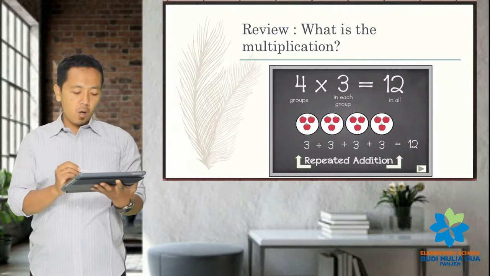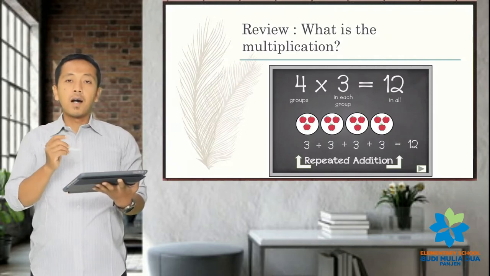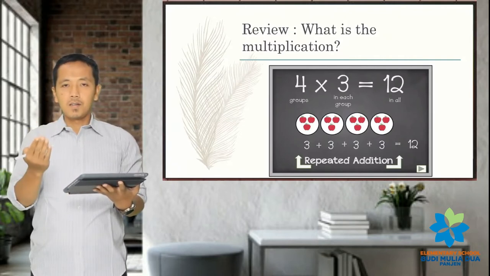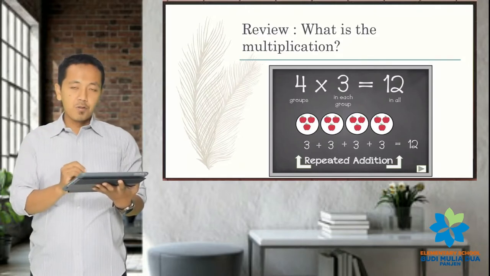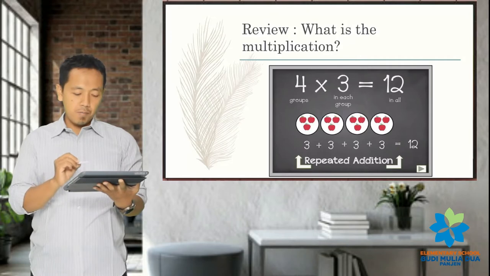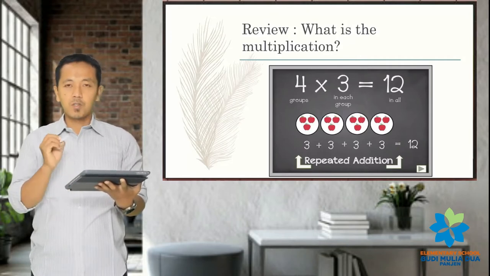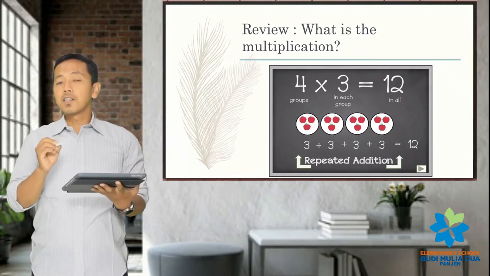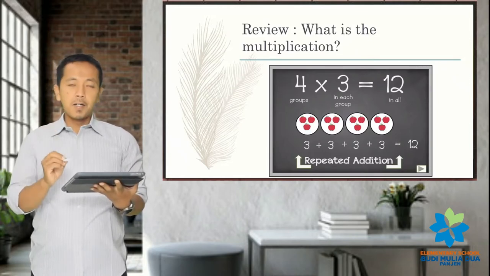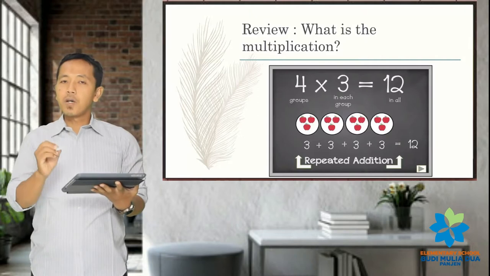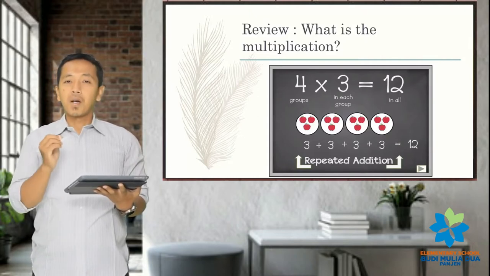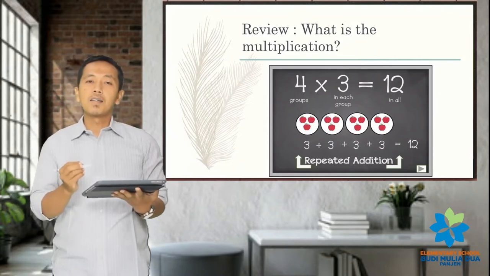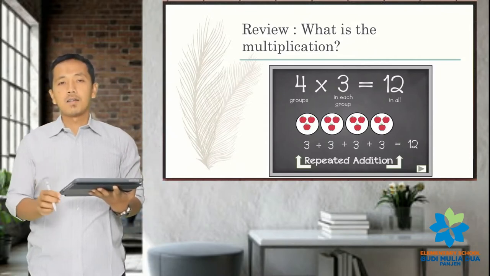In this picture, there are 4 groups. 3 apples plus 3 apples plus 3 apples plus 3 apples. The result is 12. We can make the conclusion: multiplication is repeated addition. Perkalian adalah penjumlahan yang berulang.